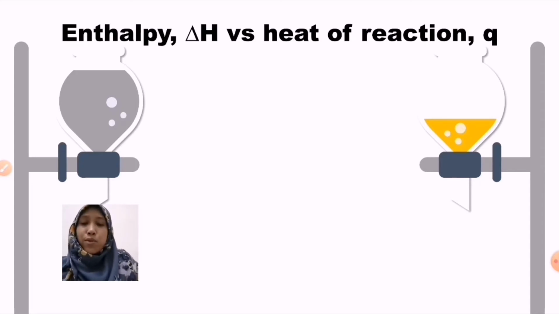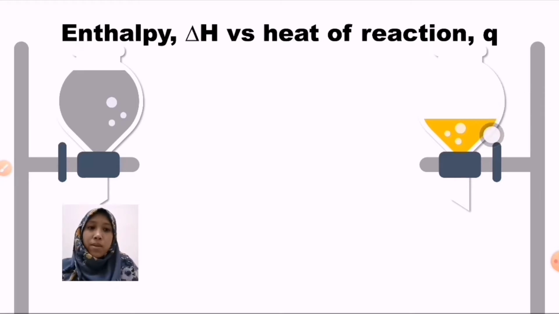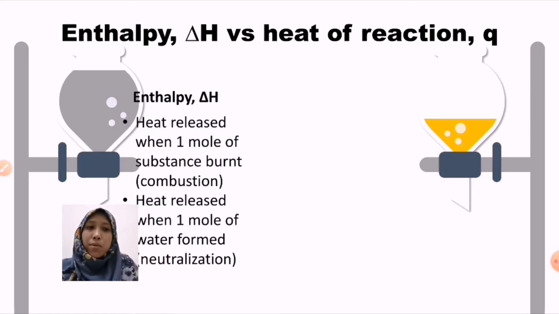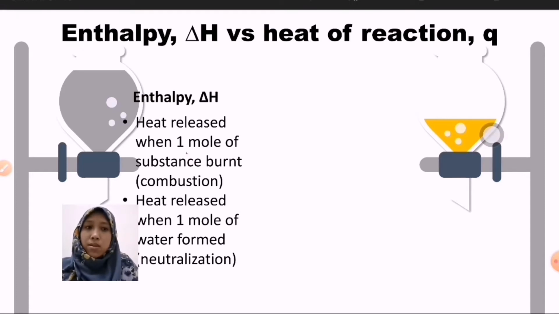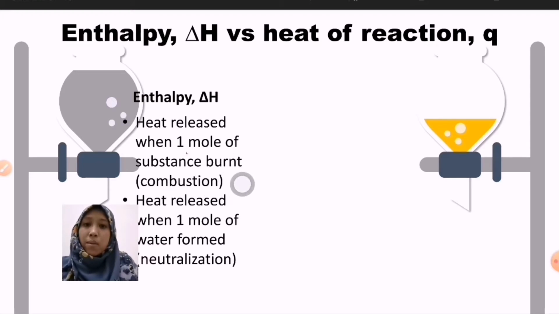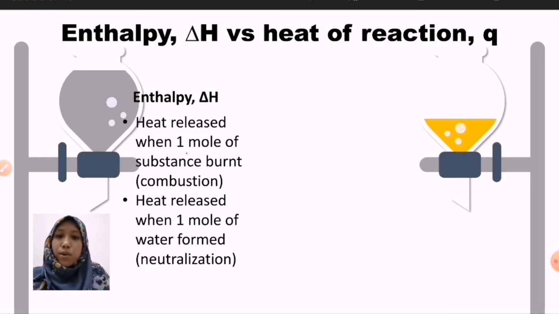Before we start, you have to understand the terms enthalpy, which is delta H, and also heat of reaction, which is Q. Enthalpy, delta H, refers to the heat released when 1 mole of substance is burned. This is referring to enthalpy of combustion. And the next one is the heat released when 1 mole of water is formed. This refers to the enthalpy of neutralization.